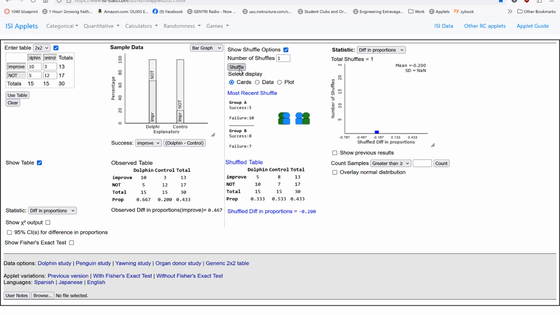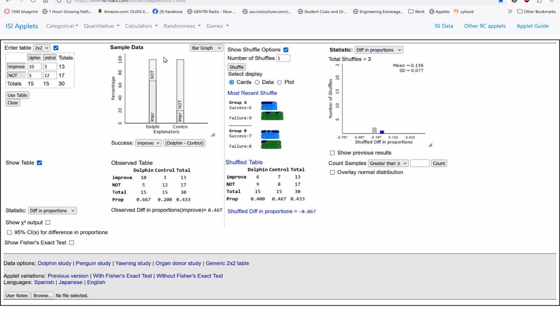If I click shuffle again, now, actually, it did the same thing. We got 5 and 8, and we got another shuffle difference of proportions of negative 0.2. Let's try again. Now, I got 6 in one group and 7 in one group. So now my difference in proportions is only negative 0.067.